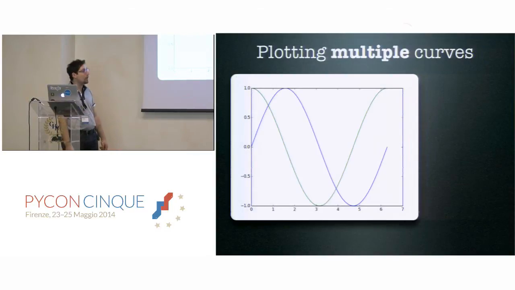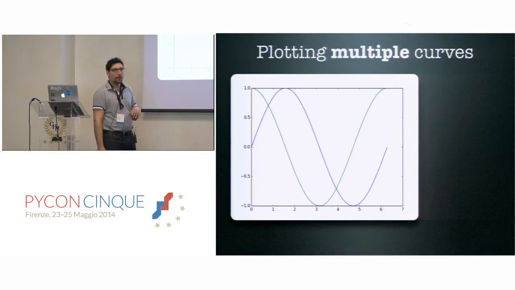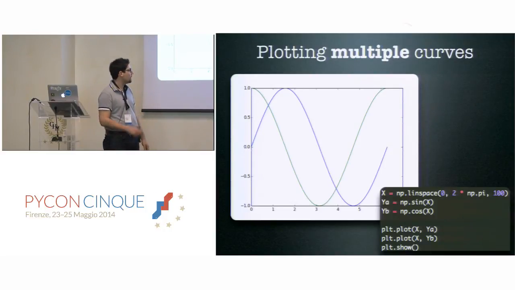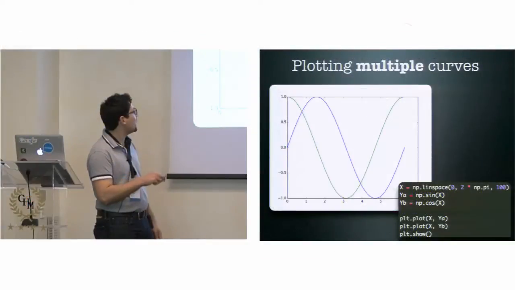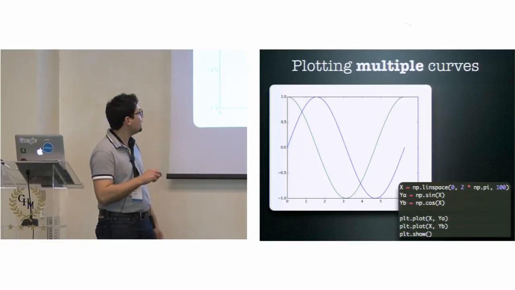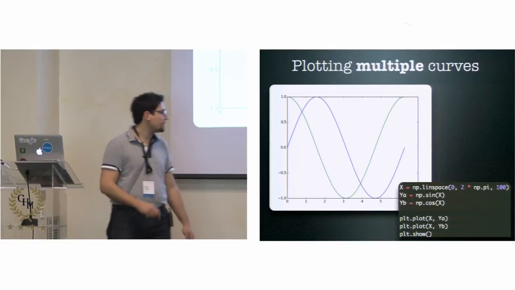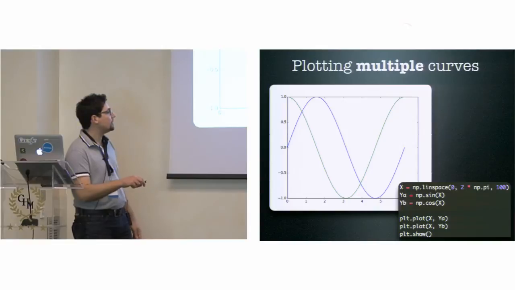We want to plot multiple curves in the same chart. How can we do this? Really simple. We have two different values for the y. In the blue case it is the sine function. The green case is the cosine function. We generate two plots, one after the other, and then we show it.